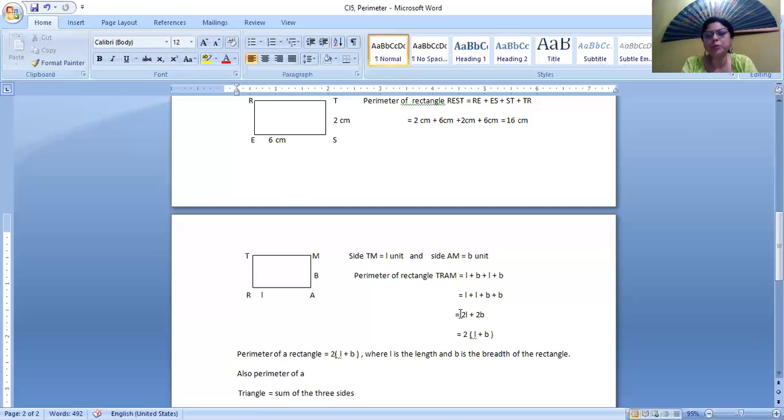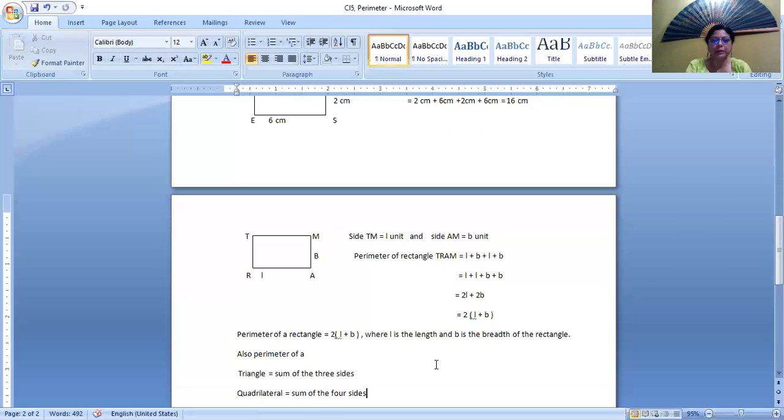Or you can continue with this formula, you can write 2L plus 2B is the perimeter of a rectangle, or you can also write twice L plus B. L plus B is within brackets. Twice L plus B is the perimeter of a rectangle. Where L is the length, B is the breadth, always you have to mention that.